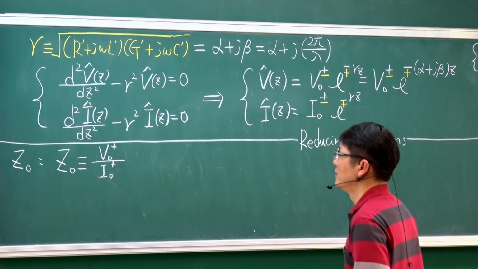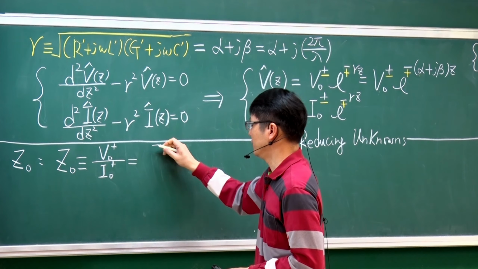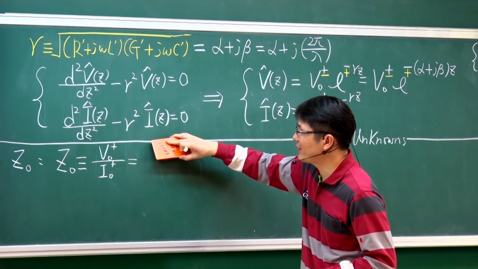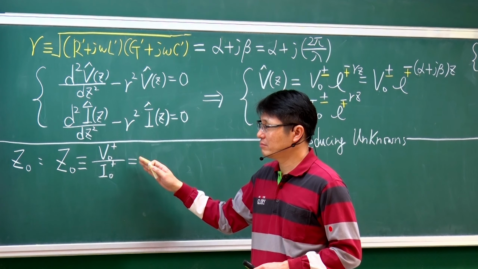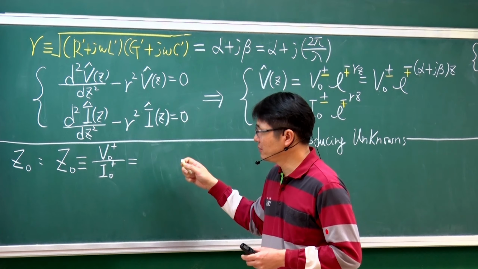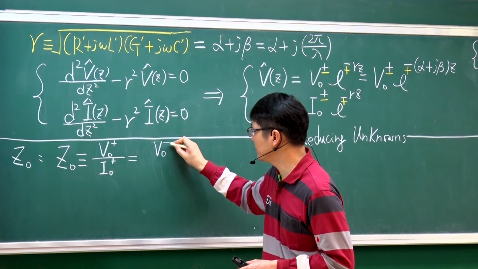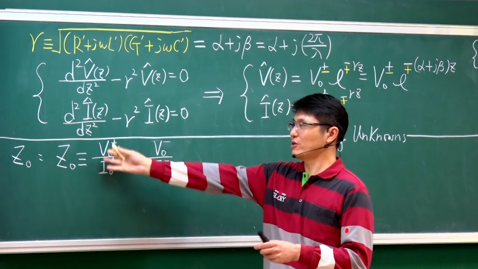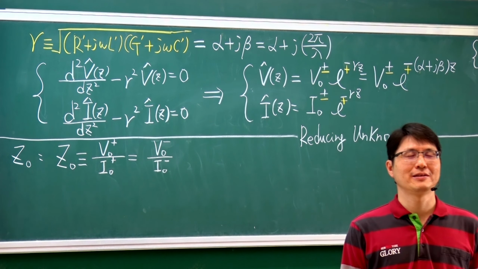Okay? Now, at this moment, you might also want to guess, is it possible that V0 minus divided by I0 minus is also equal to that? Take a guess.